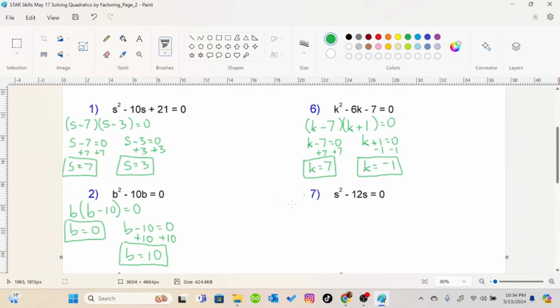Number 7. This one is done the same way. I can factor an s out of both terms, and that leaves s times s equals s squared, and s times -12 equals -12s. First, we set s equal to 0, and we have our first answer. Then we set s minus 12 equal to 0. We add 12 to both sides, and we get our second answer, s equals 12.